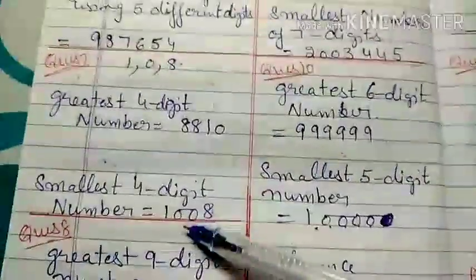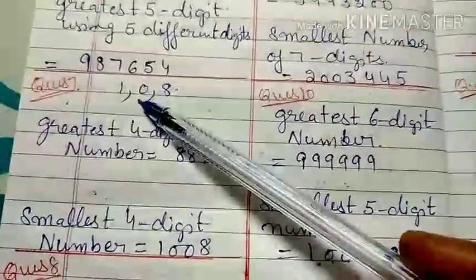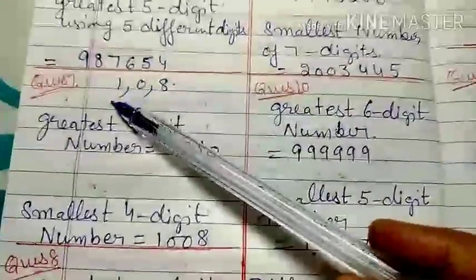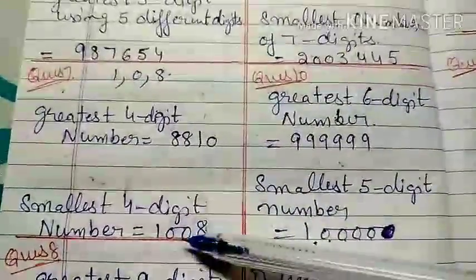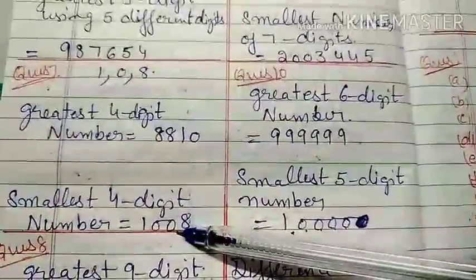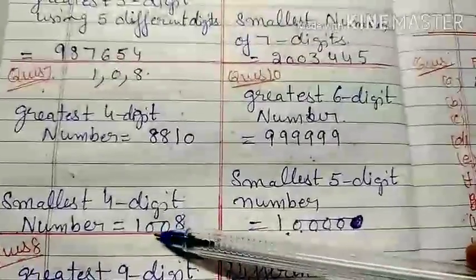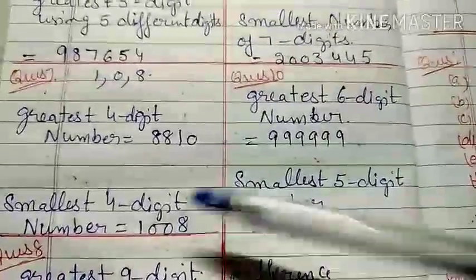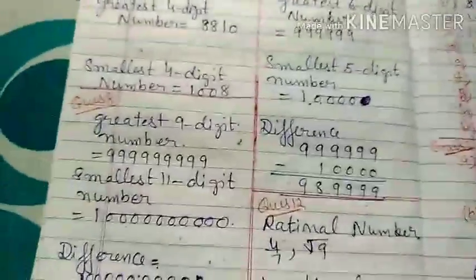But for the smallest number, I can't start the number with 0. The next digit after 0 is 1. So I start with 1, but the repetition condition we only apply for 0. Once we repeat it, like 1, 0, 0, 8, to fill the positions of 4 digits.